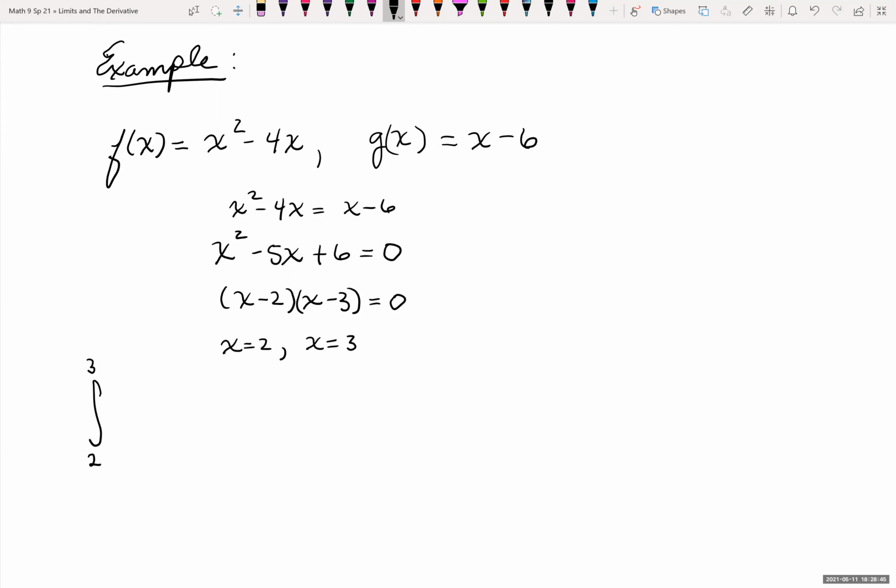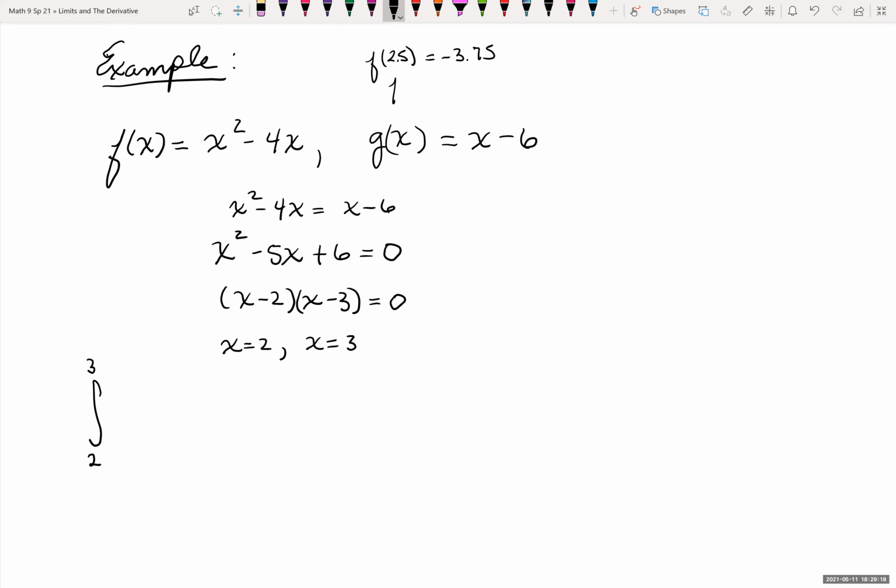We need to know which curve is above and which curve is below. And so let's just choose a number in between here and see which one is the bigger number. Let's look at f of, how about between 2 and 3, 2.5. So if we look at 2.5 quantity squared, and then we subtract off 4 times 2.5, we get back negative 3.75.